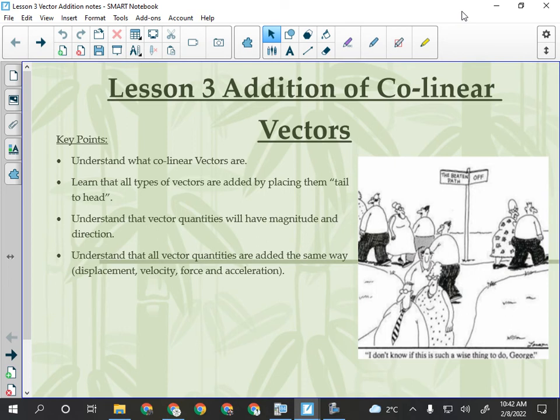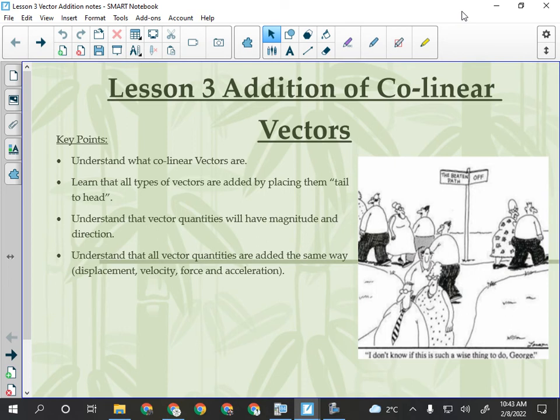There's your quick review from Science 10. We've already talked about that like 3 times already. Okay? And understand that all vector quantities are added the same way. People get stuck on this. And they get stuck on it because when we first start out adding vectors, it's always displacement. We're saying this person went this far in this direction, then they went this far in this direction. And people get the idea that you only ever add displacement.